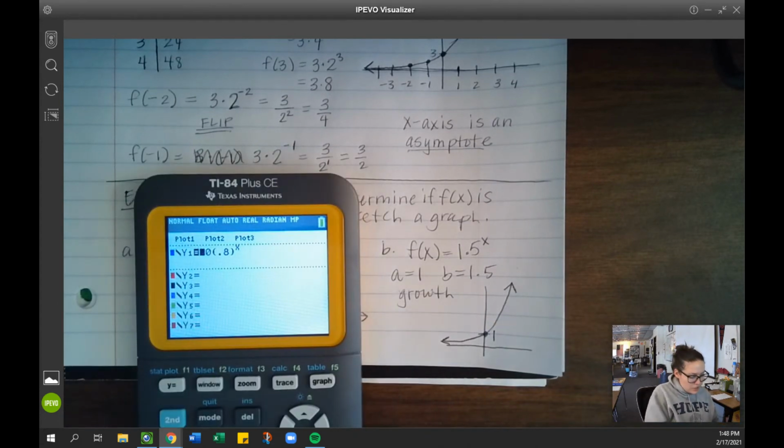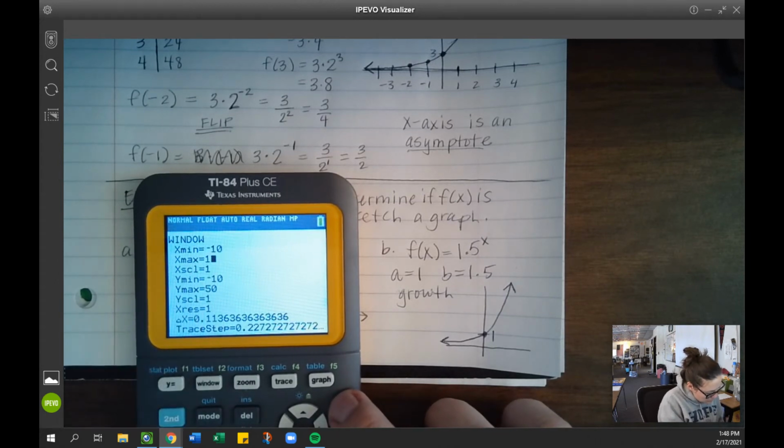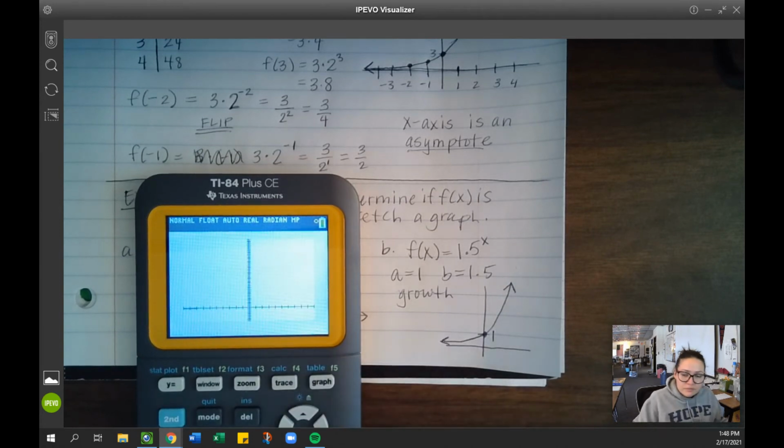So let's take a peek at this one too. 1.5 to the x. Don't need my window to be all crazy for this one. Wow, so you can see really clearly here that our graph is really just sitting just barely above the x-axis. So it starts off really slow, barely growing, and then it just takes off. And that's what an exponential function looks like.